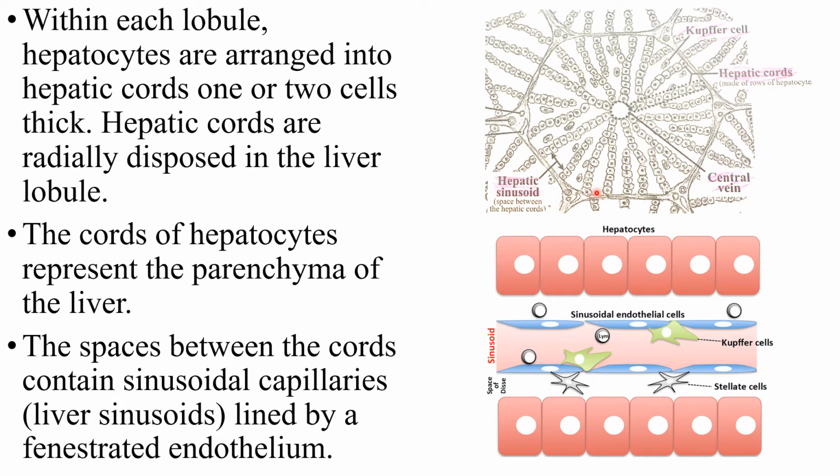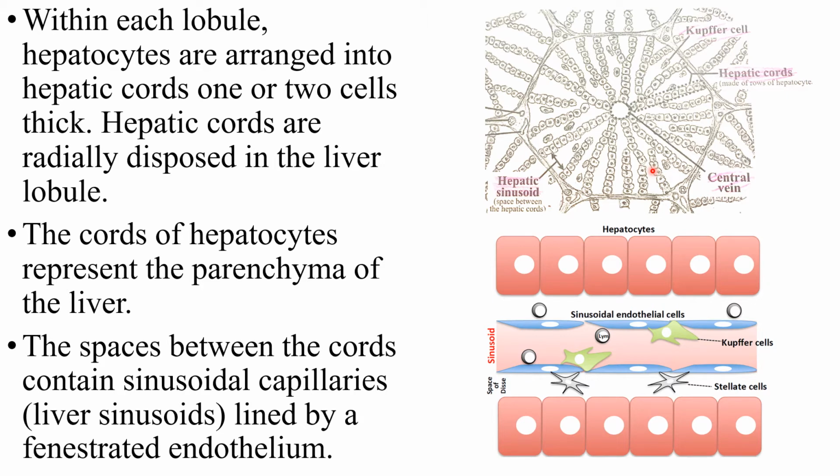Hepatic cords are radially disposed in liver lobules. See, this is the liver lobule, which is hexagonal in shape, and inside which we can see the hepatic cords that are radially disposed in the lobule. That means they have a central vein from which they ramify on all sides. The cords of hepatocytes represent the parenchyma of the liver. So these hepatocyte cords represent the parenchymatous tissues of the liver.